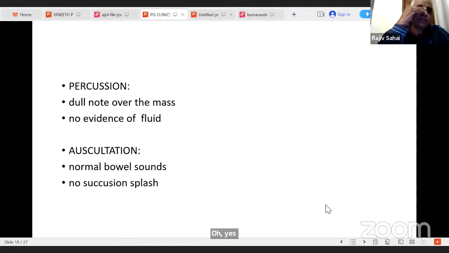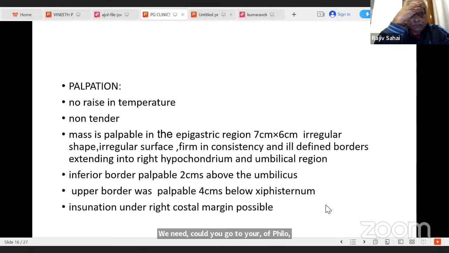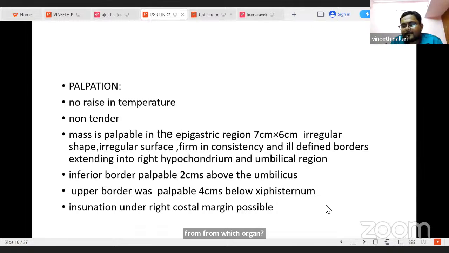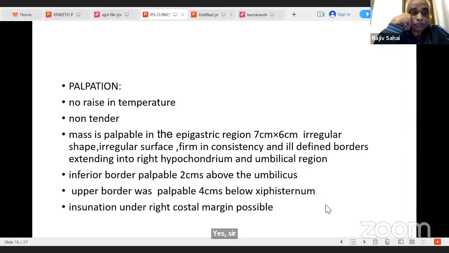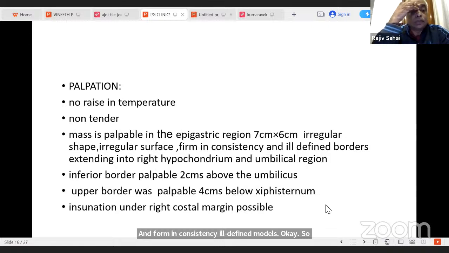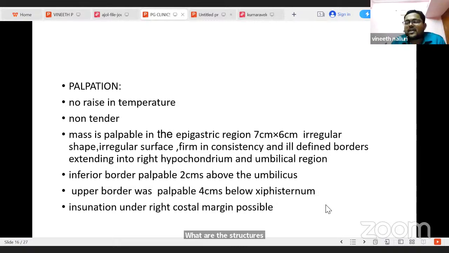Vineet, could you go to your palpation of your lump, please? So, which organ do you think this lump is arising from? It's in the epigastric region. Irregular shape, irregular surface, firm in consistency, ill-defined margins. So what could be the organ of origin of this lump? What structures are there which can give rise to this kind of lump? In the epigastrium, the lump can be from the stomach, and then from the pancreas also.